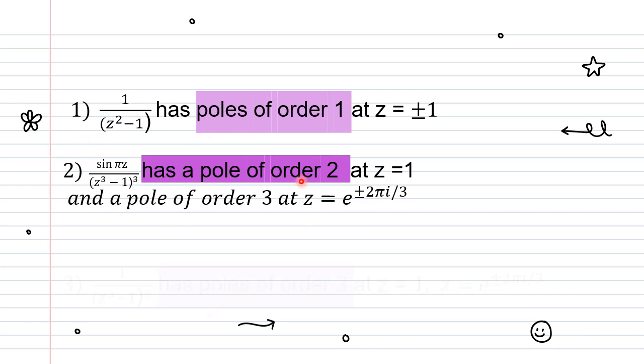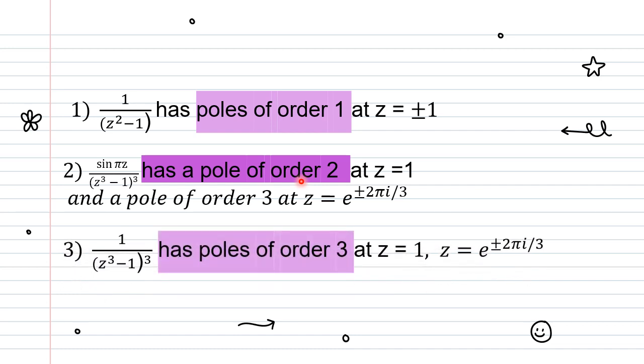And let's see, this is the last example. We have this expression, and as the other one that we saw before, instead of this being called a zero, we can see that it is in the denominator. So this is a pole. We have the pole of order 3 at z equals 1 and the pole of order 3 at z equals e elevated to plus minus 2 pi i divided by 3.